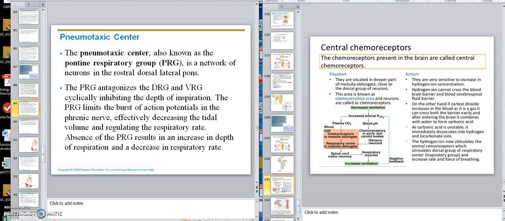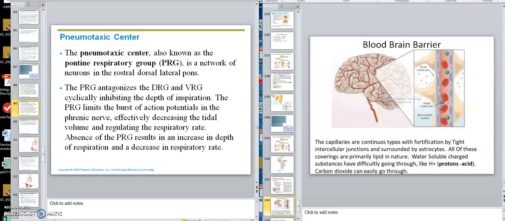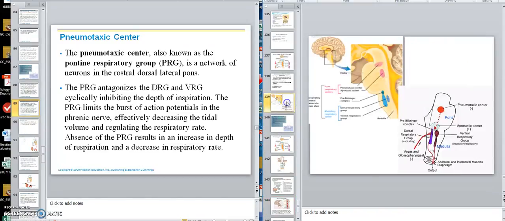Now, the central chemoreceptor, I'm going to say, is located about 1 millimeter below the ventral medullary surface. Okay, let me say it again. The central chemoreceptor appears to be located about 1 millimeter below the ventral medullary surface, up in here. That's where it appears that the central chemoreceptor is.